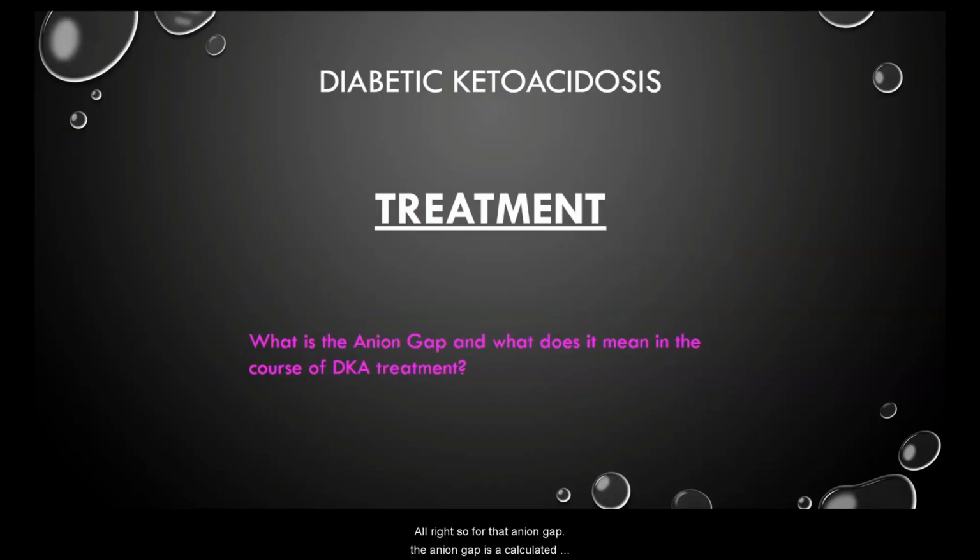All right, so for the anion gap, the anion gap is a calculated parameter that we use in the presence of electrolyte imbalances. So specifically for DKA, we use it because we know that these patients are in metabolic acidosis. We're looking at the balance of the electrolytes in the blood, and it represents the difference between measured cations, so those positively charged ions, and the measured anions, so the negatively charged anions in the serum. And with metabolic acidosis, we're going to see an elevated anion gap.